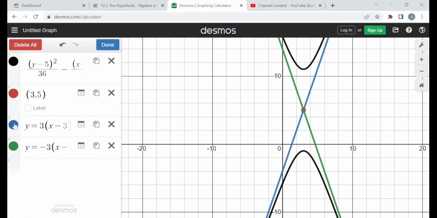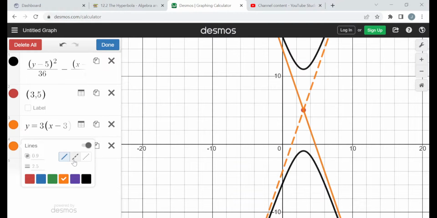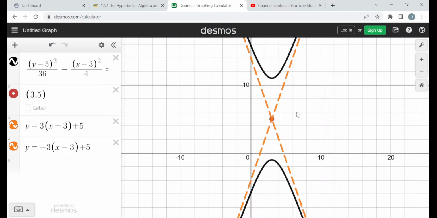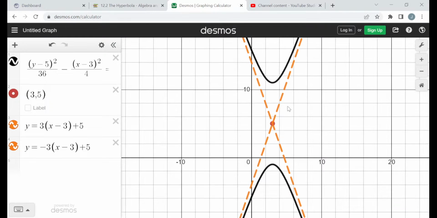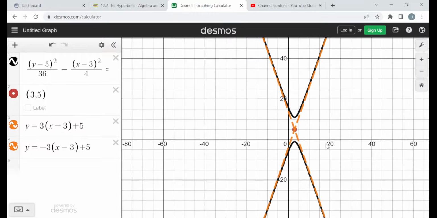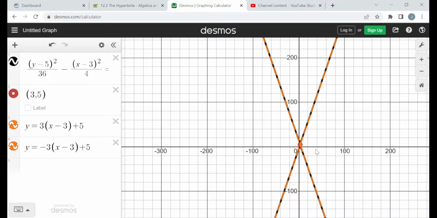And I'll make both of these the same color and dashed because they aren't actually on the hyperbola. The hyperbola approaches these lines. It's not actually equal to these lines. And it looks pretty good from here. And again, if you zoom out, you'll see that the curves that make up the hyperbola will get closer and closer to just becoming these two asymptotes. They don't actually touch them, but they look like they're basically getting close enough to where it looks like they become the asymptotes.